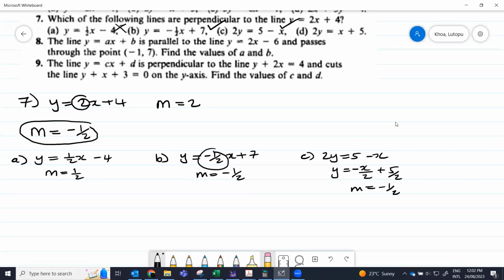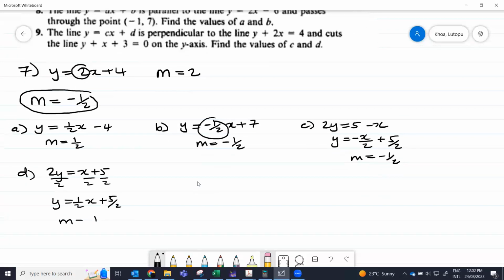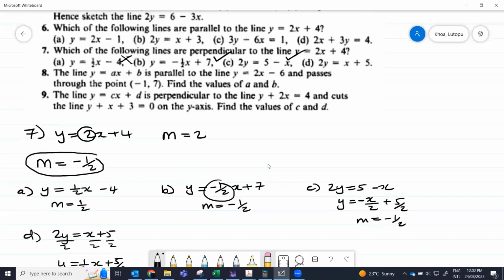And then D, we have 2y is equal to x plus 5, divided by 2. So y is equal to a half x plus 5 over 2. Here the gradient is positive a half, but we're looking for a gradient of negative a half. So this one is not perpendicular. So this D is not perpendicular.